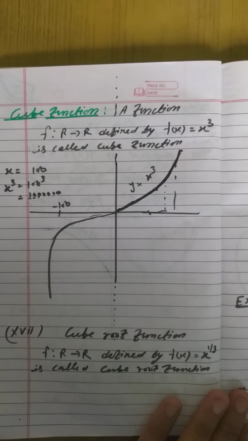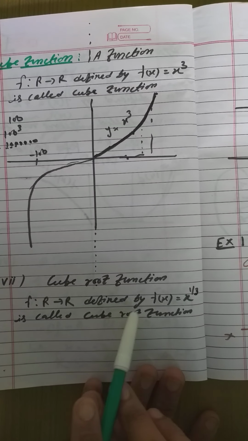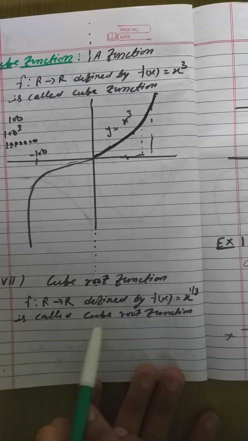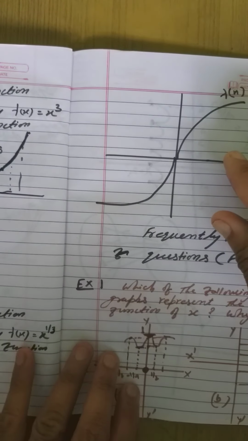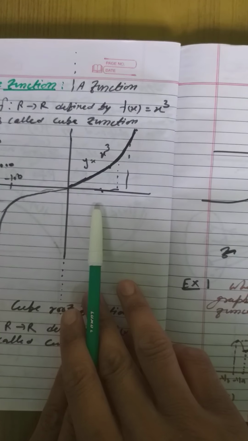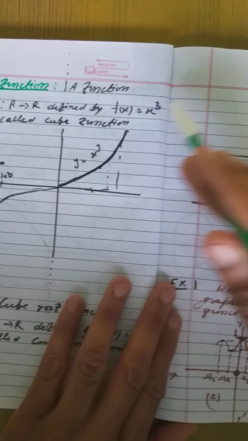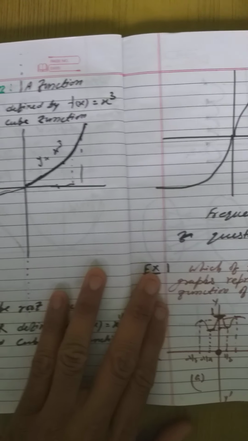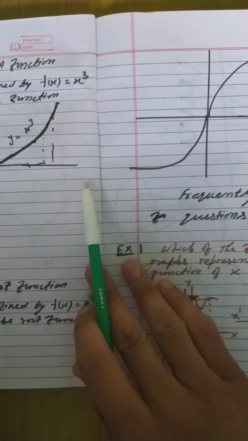Right? Okay. Now the next one is the cube root function. f from R to R defined by f(x) equals x to the power 1 by 3 is called the cube root function. The graph will just be the inverse of the cube function. Here the slope is upward, you can see, but in the cube root it is different.